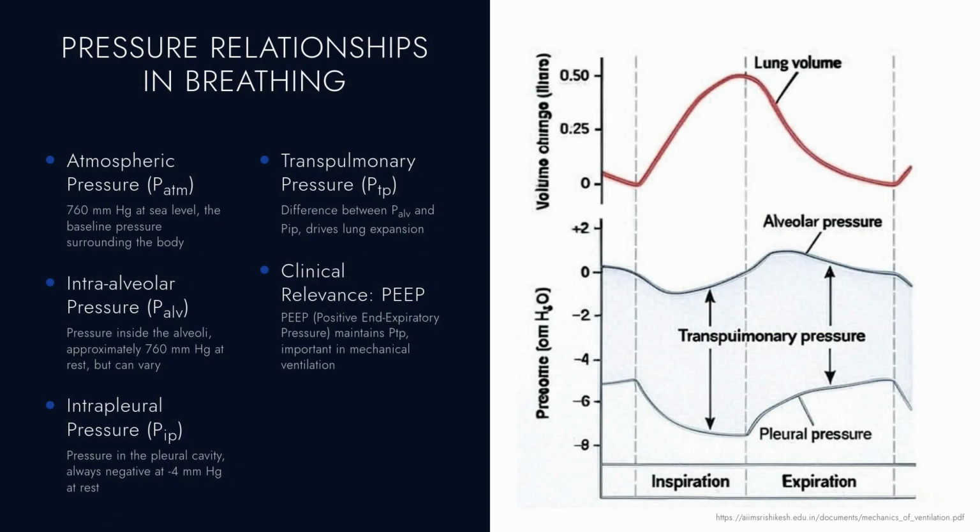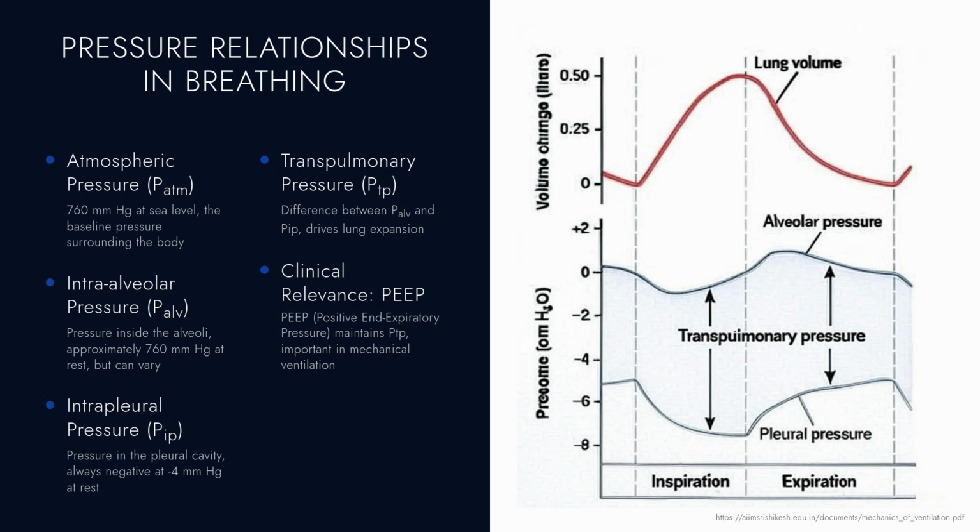Pressure relationships in breathing. Breathing relies on pressure gradients. Atmospheric pressure is constant, while alveolar pressure fluctuates. It drops below 760 millimeters of mercury during inspiration to draw air in and rises above during expiration.